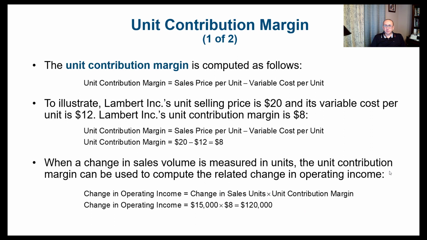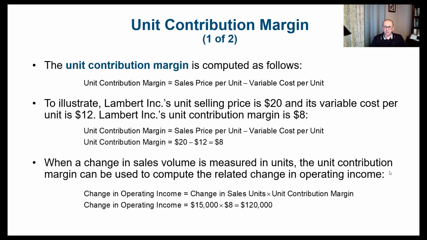So the unit contribution margin is computed as follows. We get the sales price per unit minus the variable cost per unit. And I think the unit contribution margin is also a good variable to consider. So we've been talking about contribution margin in total so far in the previous example. Now let's try to think about it per unit.